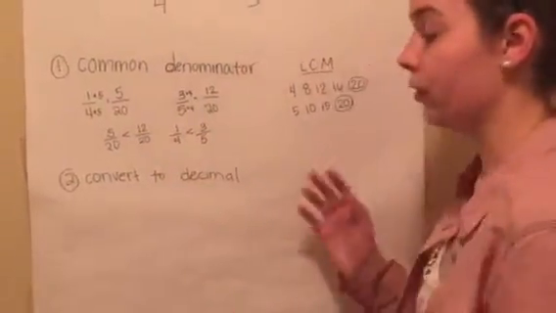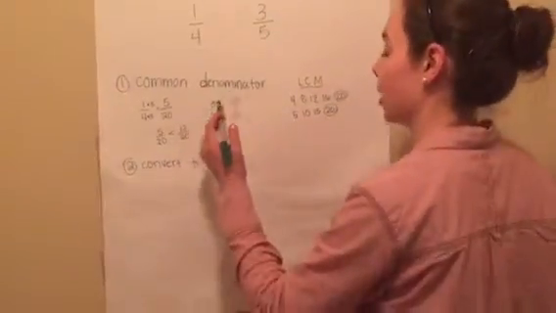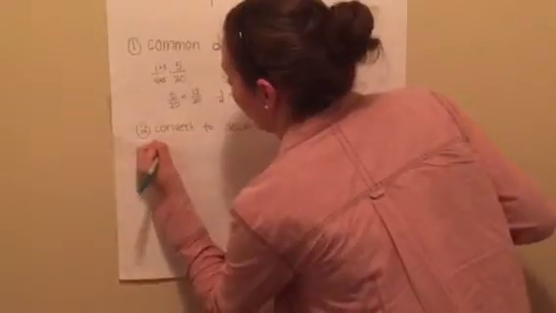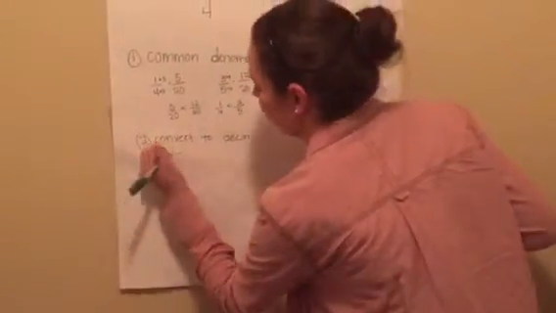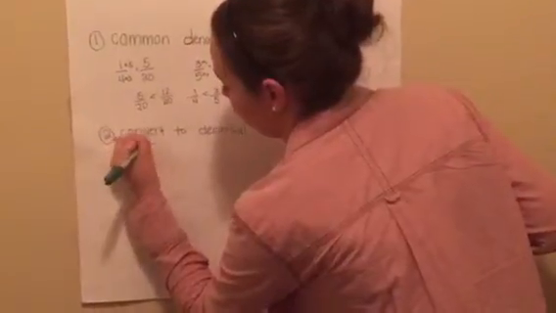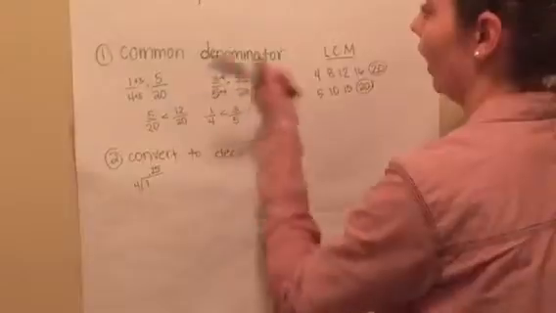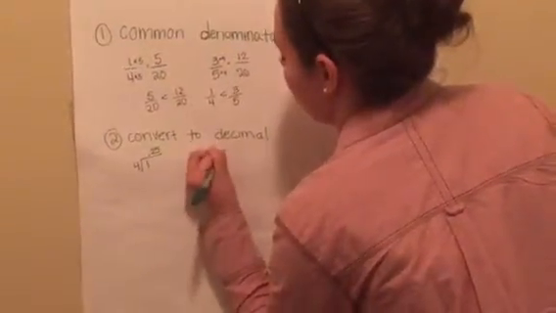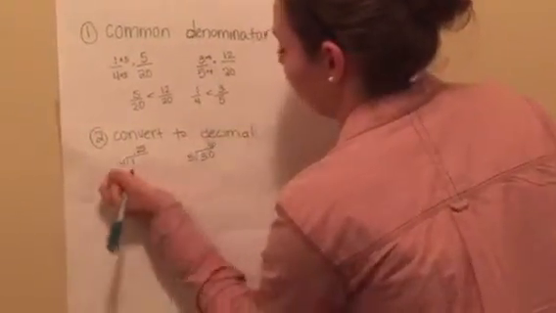Now, we can also prove that in another way by converting our fractions to decimals. So what we want to do is 1 divided by 4. And I'll go ahead and divide it out for us. It'll be 0.25. And then we also want to divide 3 by 5. And if we go ahead and divide that, it'll give us 0.6.